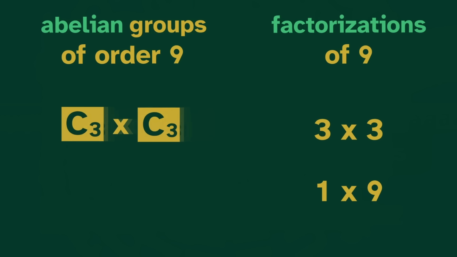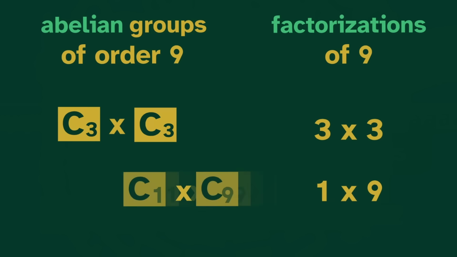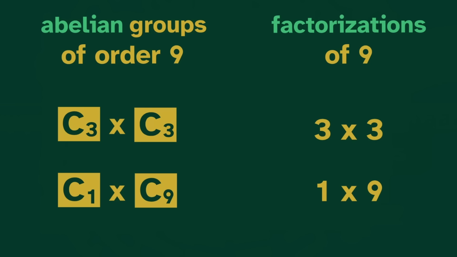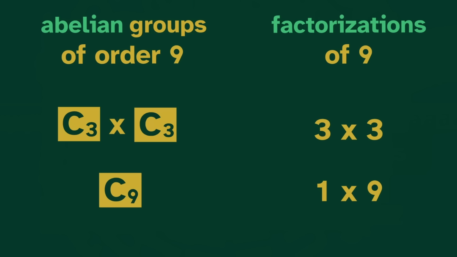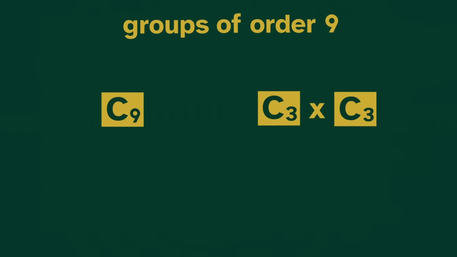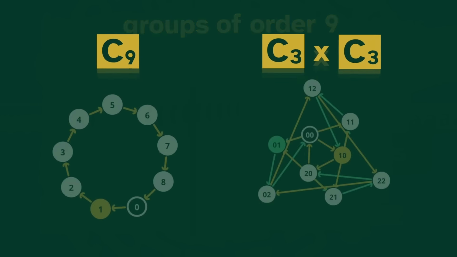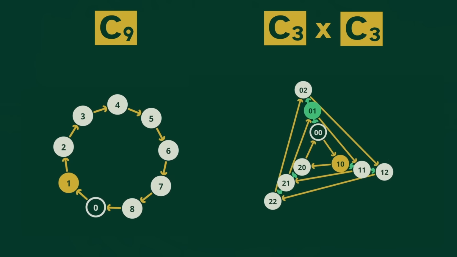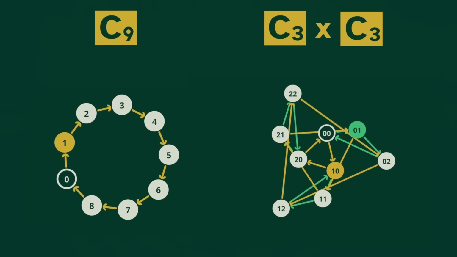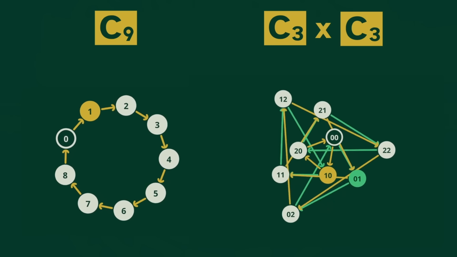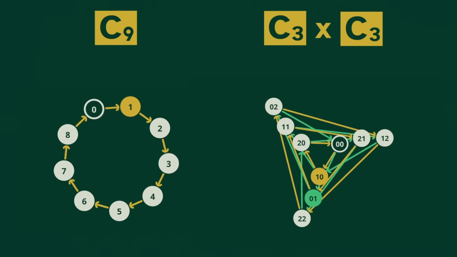So we have C3 times C3 and C1 times C9. Although multiplying by C1 doesn't do anything. So this is just the same as C9. So there we are, the groups of order 9. Here are their diagrams. Woohoo! We see that C9 is just a loop, while C3 times C3 has separate loops that interact.